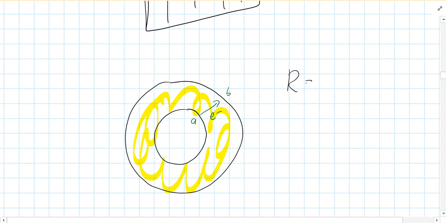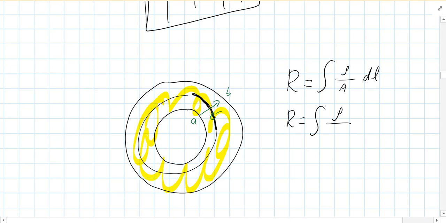What you do now is you integrate. You get the integral of rho over A times dl. If we make our resistor skinny enough, A is not going to change. So our resistance would be the integral of rho, whatever kind of material that is, over the area. If I draw this all the way around, what area is that? That's 4 pi r squared. And dl becomes dr, the difference from the beginning to the end.